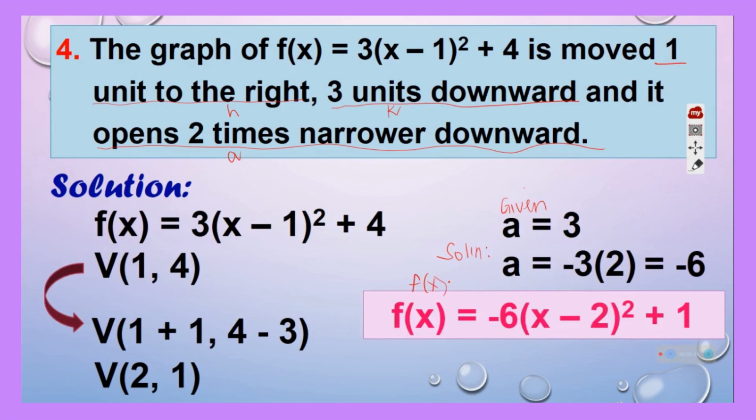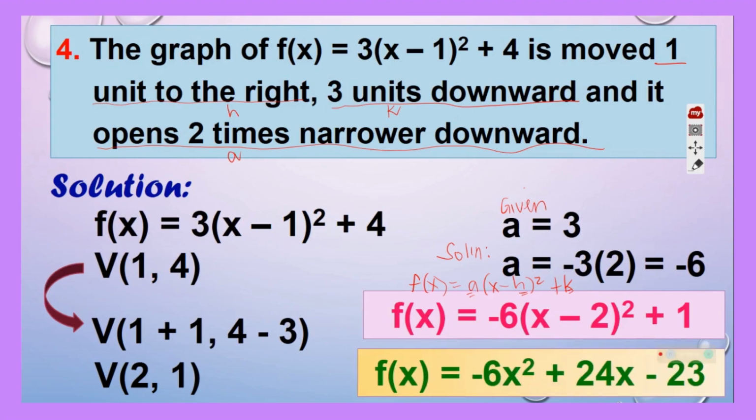So, substitute ulit sa f of x equals a times the quantity x minus h squared plus k. Palitan yung a, yung h, at yung k. So, f of x equals negative 6, the new value of a, times the quantity of x minus 2, yung value ng h, squared plus k, which is 1. And then expand this equation to find the general form. Therefore, the general form is f of x is equal to negative 6x squared plus 24x minus 23. So, that's all for deriving the quadratic function, letter A, given the description of the graph.